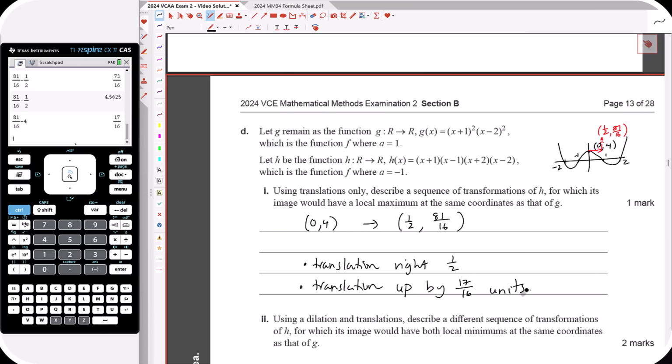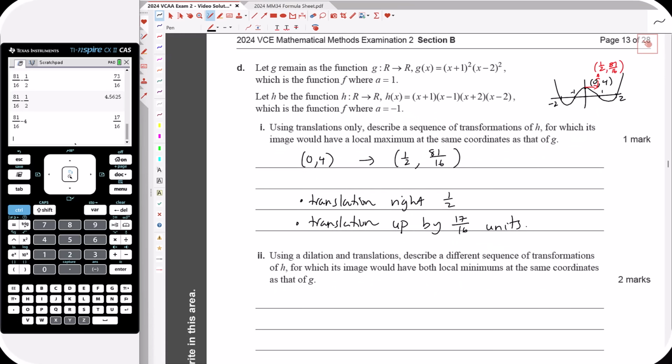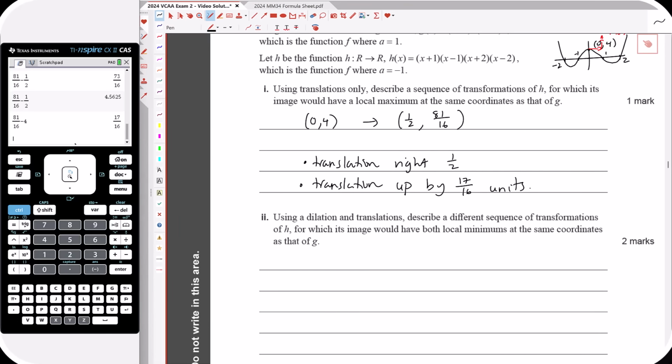So just read very carefully the direction of the translations. Actually, the first time I did this paper, I did all these transformations in this part backwards. I went from G to H. So you're describing a sequence of transformations of H to G. Okay, so just make sure you're careful about the direction. It's only 1 mark, so you're going to need to get both of those correct.